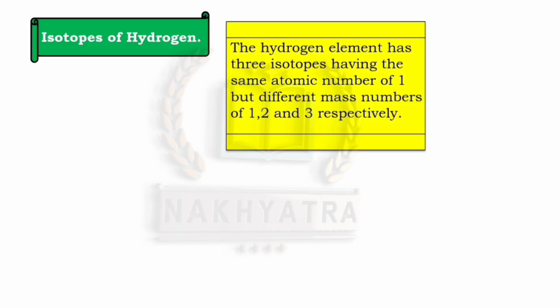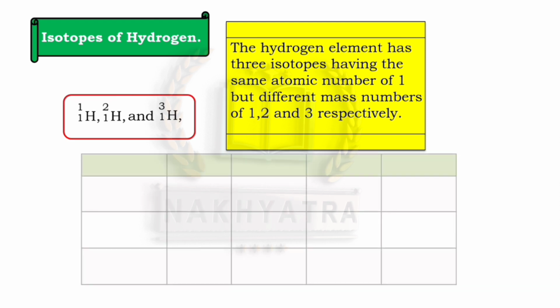Now see the isotopes of hydrogen. The hydrogen element has 3 isotopes having the same atomic number of 1 but different mass numbers of 1, 2 and 3 respectively.